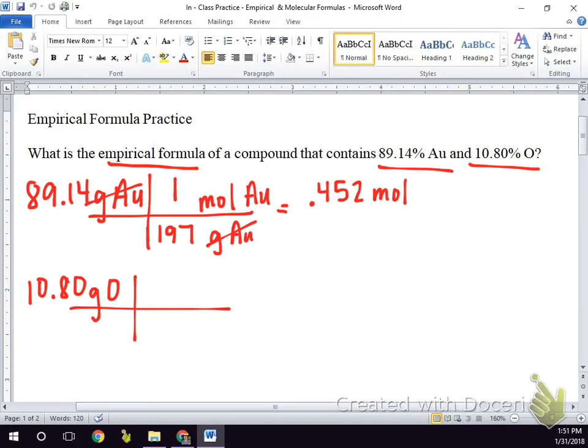So to go from grams to moles of oxygen, we're going to do the same process. So grams of oxygen to moles of oxygen. Moles gets the 1. And what's the molar mass of oxygen? 16. Good. Okay, so our units cancel like they should. So we'll do 10.8 divided by 16. And we get 0.675 moles.